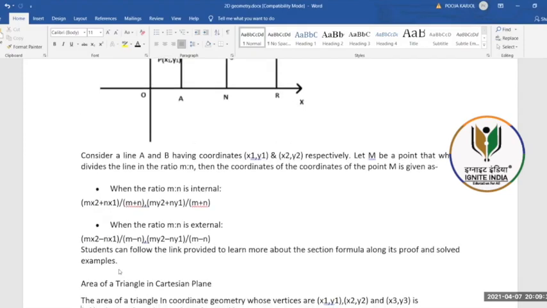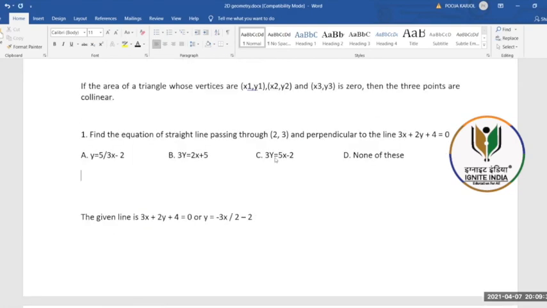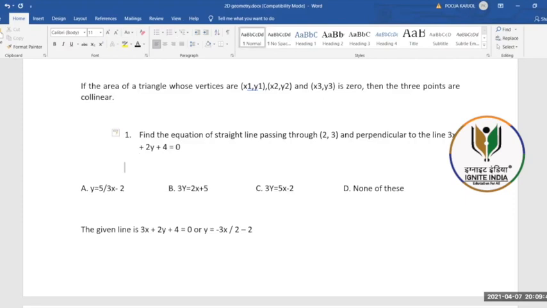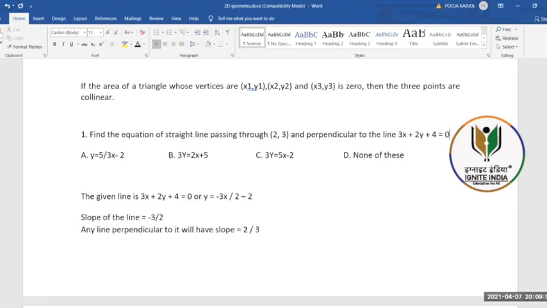Find the equation of the straight line which is passing through (2, 3) and perpendicular to the line 3x plus 2y plus 4 is equal to 0. Now, the standard form of a straight line is the slope intercept form which we take, y is equal to mx plus c.